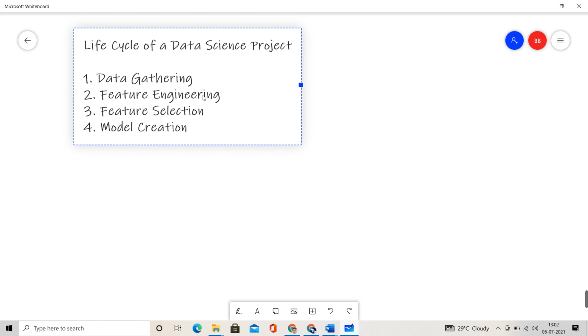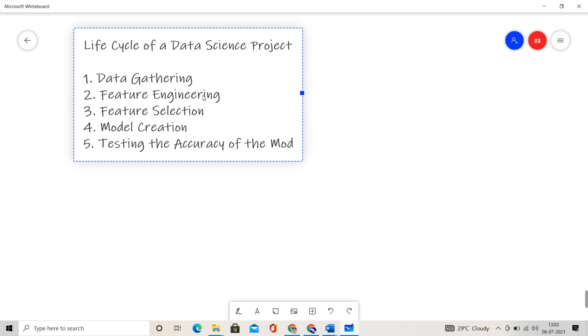Now, once we have created the model, then we go for the next step, which is testing the accuracy of the model. That means we have created the model using some machine learning algorithm. Now we have to check how good this model is performing on the test data. So here we have different types of checks that we can use for testing this accuracy.